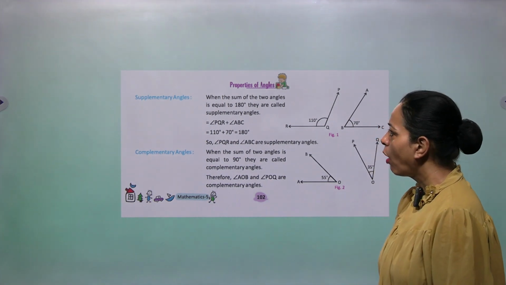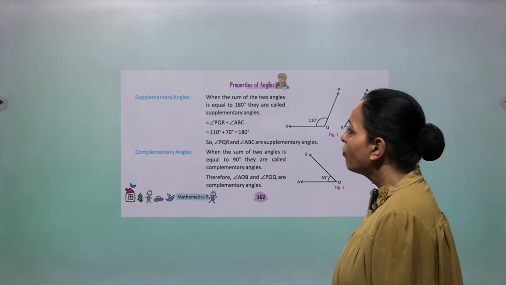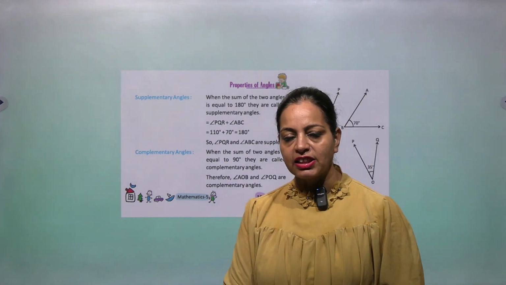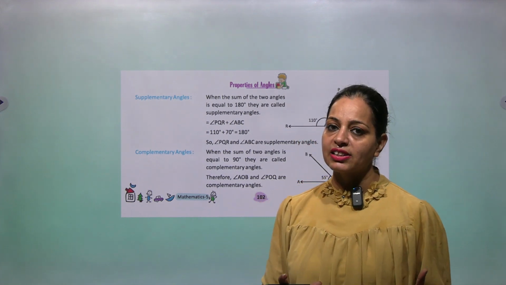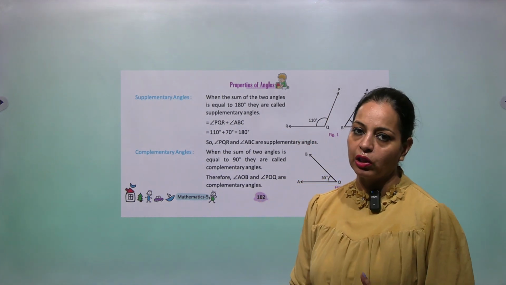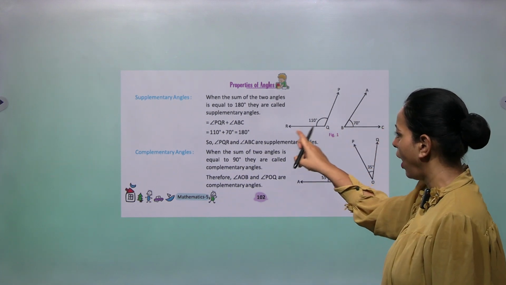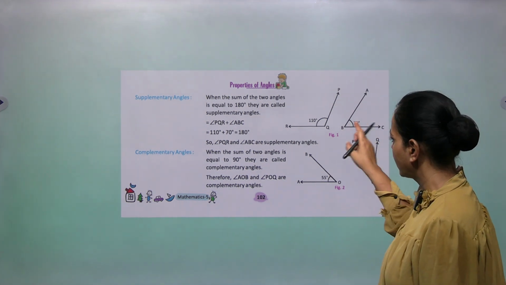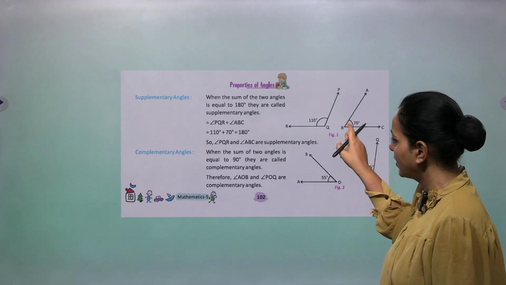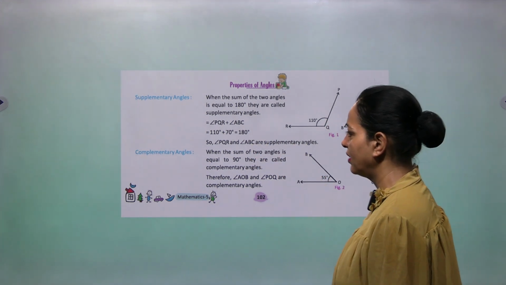Now we are talking about properties of angles. अब हम properties की बात करते हैं। First is supplementary angles. When the sum of two angles is 180 degree, जब दो angles का sum 180 degree होता है उसको हम बोलते हैं supplementary angles. You can see angle PQR 110, angle ABC 70 degree. Their sum is, आप इनका sum करेंगे, sum is 180 degree. So these are supplementary angles.